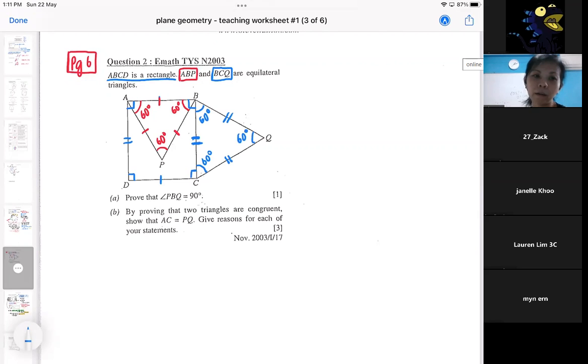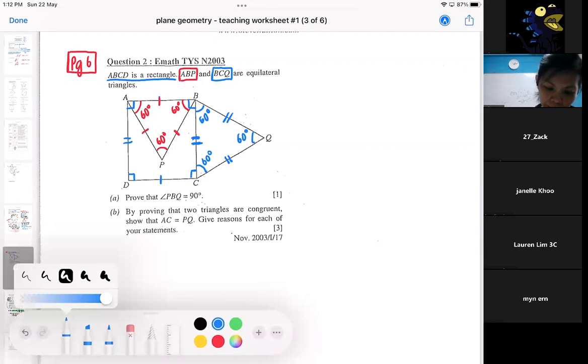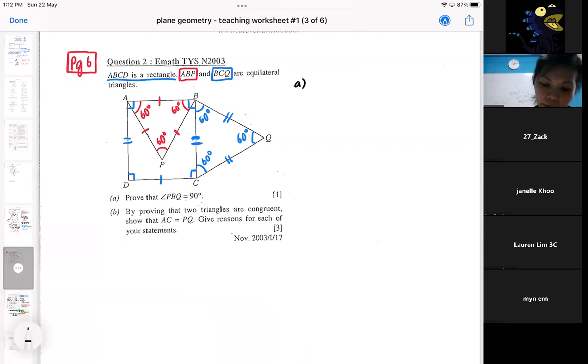So if you look at what I have done, I'm just making use of the information. I'm making use of the 90 degree from the rectangle. I'm making use of the 60 degree from the equilateral triangle. So how are we supposed to prove PBQ is a 90 degree? So it's actually a very simple one. You can really get out a 90 degree. So first of all, I'm going to target this angle first. If I can target this angle, this will be a 30 degree. A 30 degree plus a 60 degree would have given me a 90 degree already.